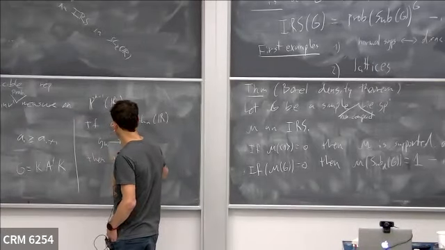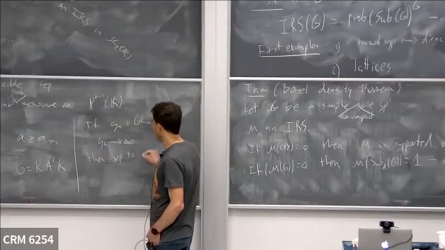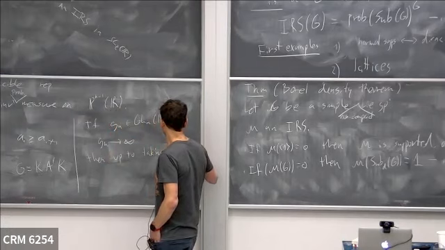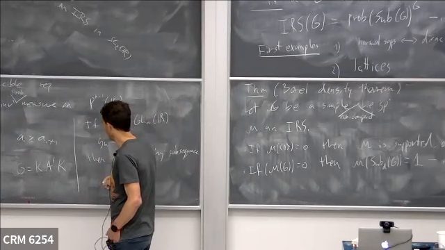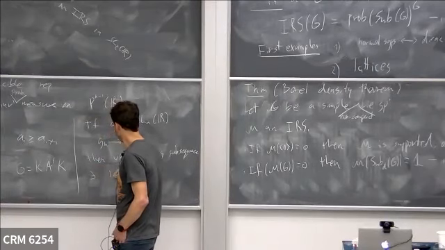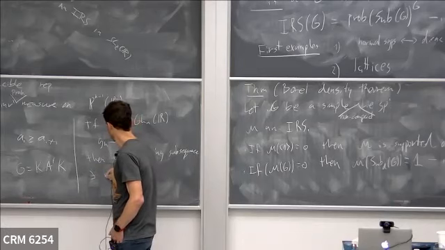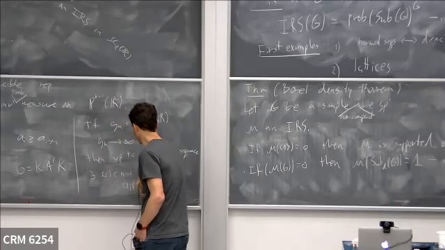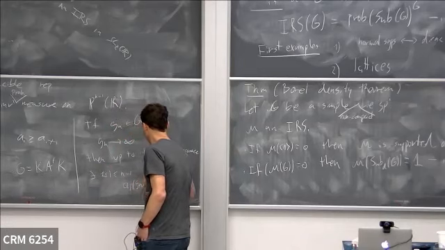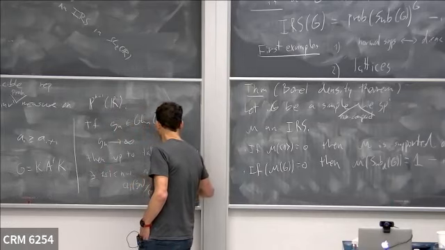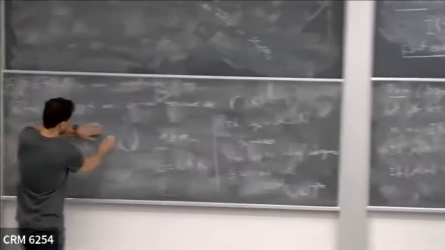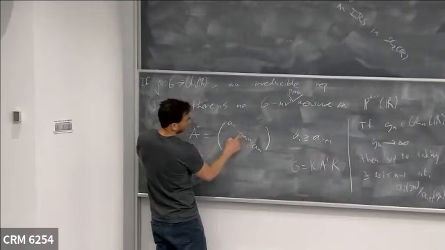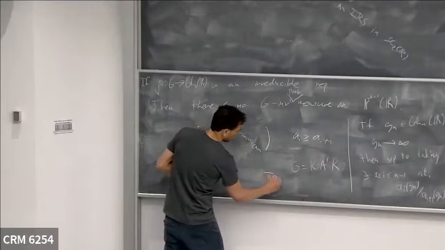Up to taking a subsequence, we have that there is an i between n minus one and one such that a_i of g_n divided by a_{i+1} of g_n goes to infinity. There must be a jump somewhere here in the middle, the ratio between a_i and a_{i+1}, because the product of the a_i is one.